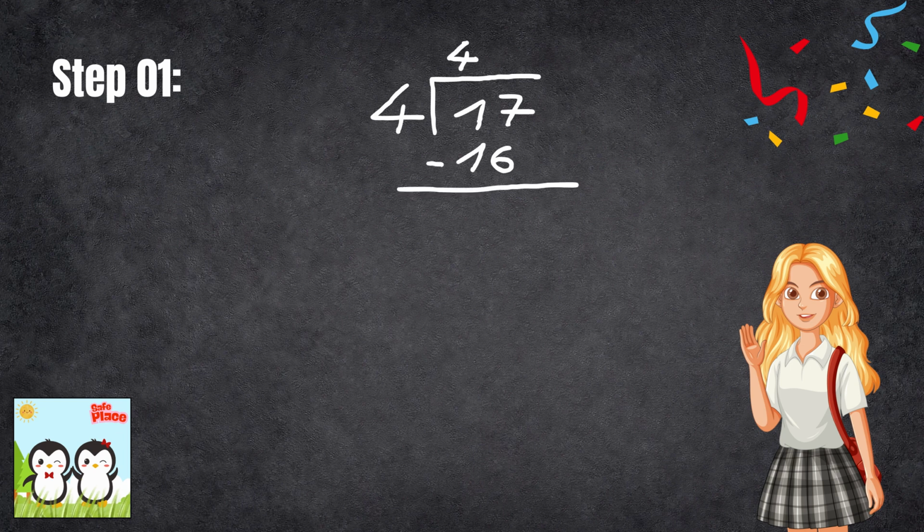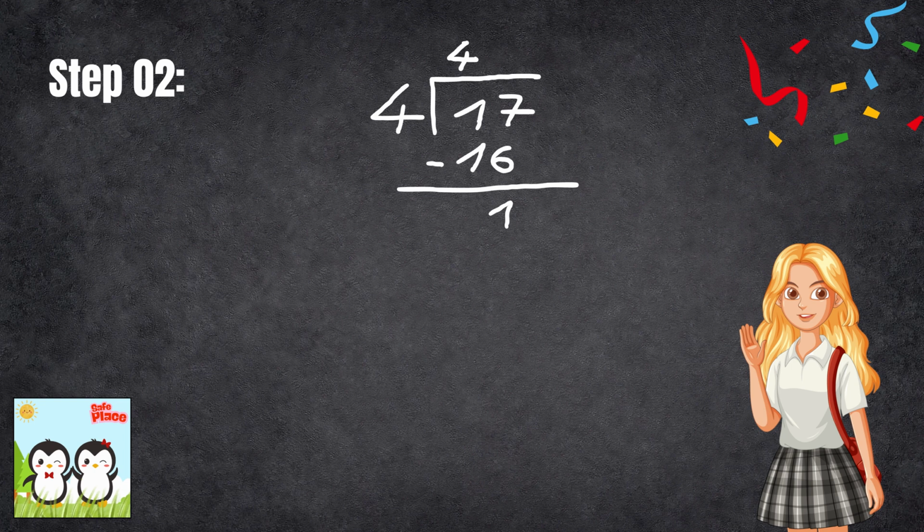Now, we subtract 16 from 17. That leaves us with 1. This one is called the remainder because it is what's left after dividing 17 into groups of 4. At this point, we could say that our answer is 4 remainder 1, but we want to write our answer in decimal form. Let's continue with step 2.